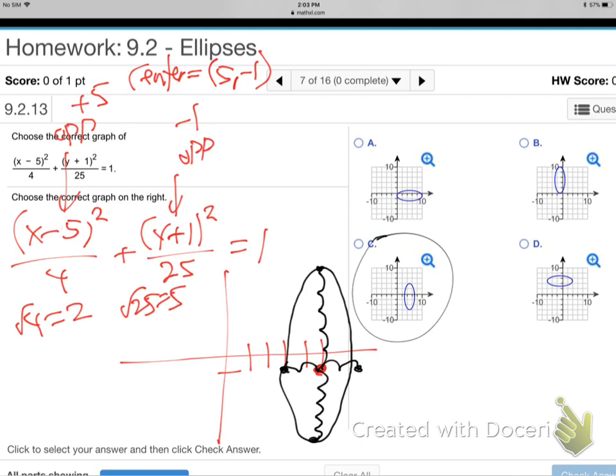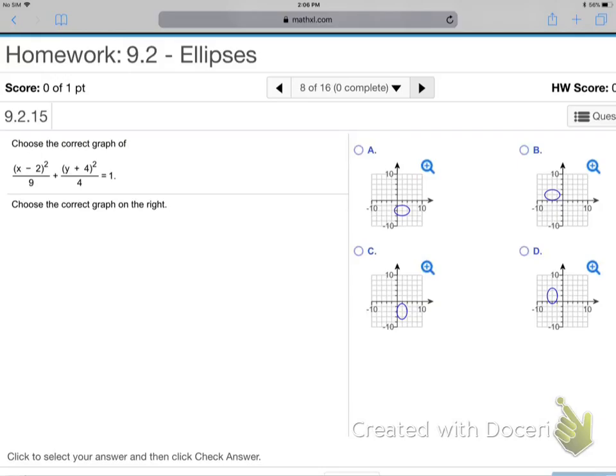That good? So everybody see how that works? So when they give you the parentheses squared with x and y, that's just telling you the new center, opposite, opposite. No questions? Okay.